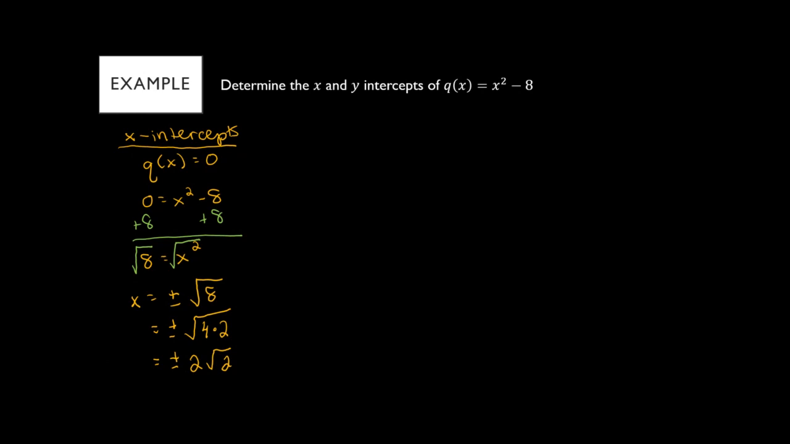So those are our x-intercepts. We have 2 square root of 2 comma 0, and then you would have negative 2 square root of 2 comma 0. So that's how you would enter it if you want it as an ordered pair. And you have to make sure that your comma is outside of your square root, because otherwise it does get marked wrong.